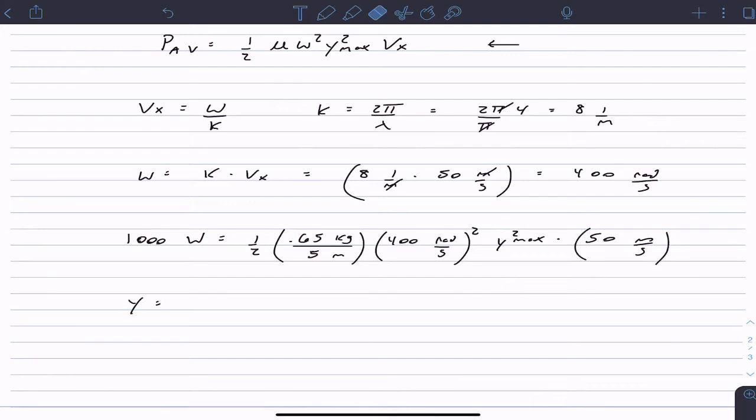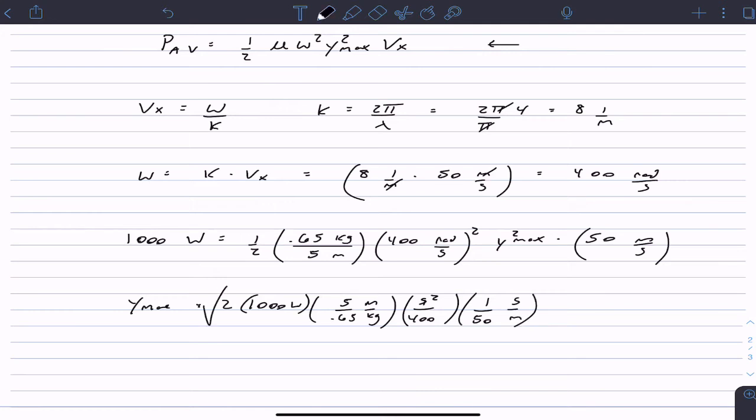That's going to equal, let's do this, 2 times that times 5 over 0.65 times 1 over 400 seconds squared. This is going to be 1 over 50 seconds per meter, and this is all under a square root. So you plug all this in, and then we get a value.